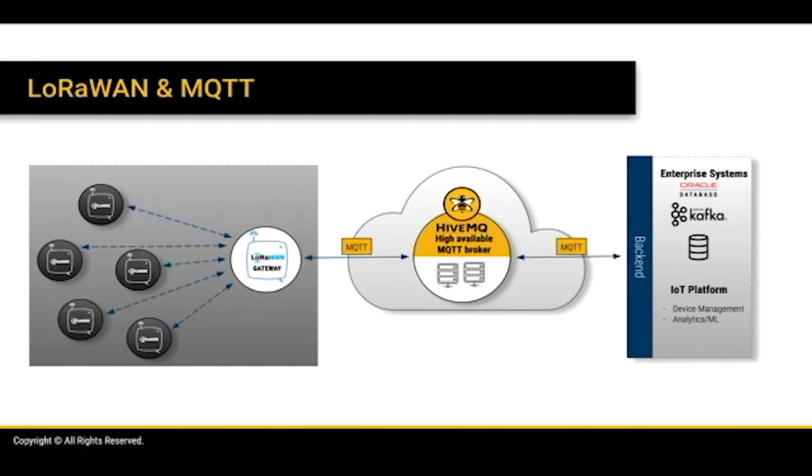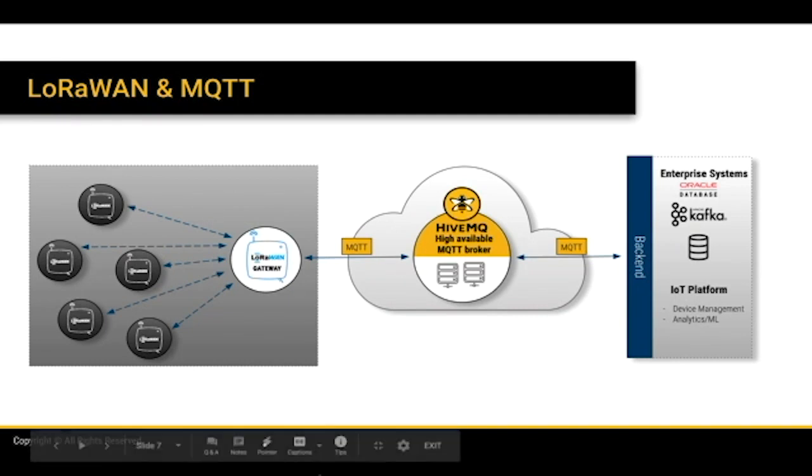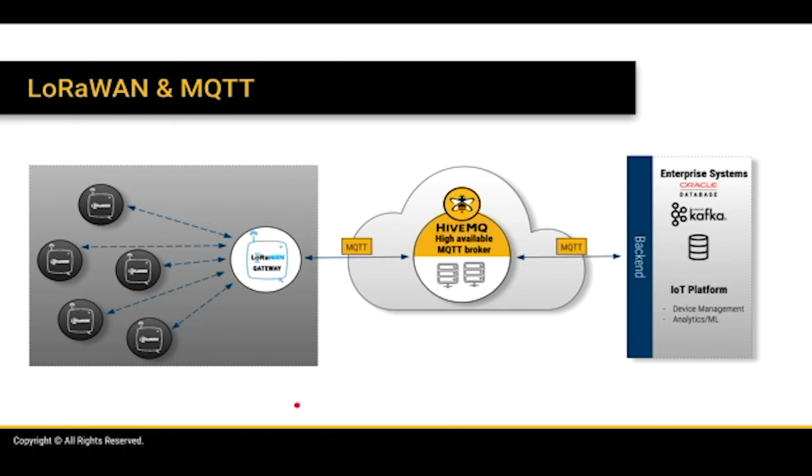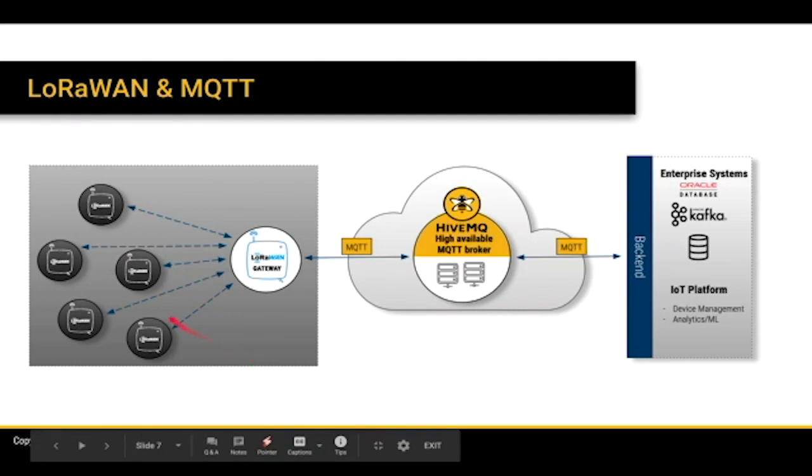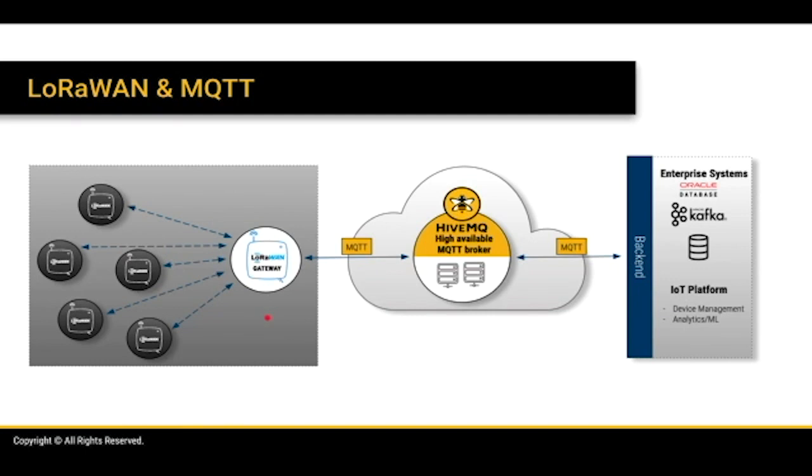So now let's look into how MQTT actually comes into play with LoRa. So MQTT as an application layer protocol requires TCP/IP guarantees on the transport layer. This means that your LoRa devices themselves cannot speak MQTT, whereas your LoRaWAN gateway that is connected to the internet and has a TCP/IP connection can translate into MQTT, which is very common.